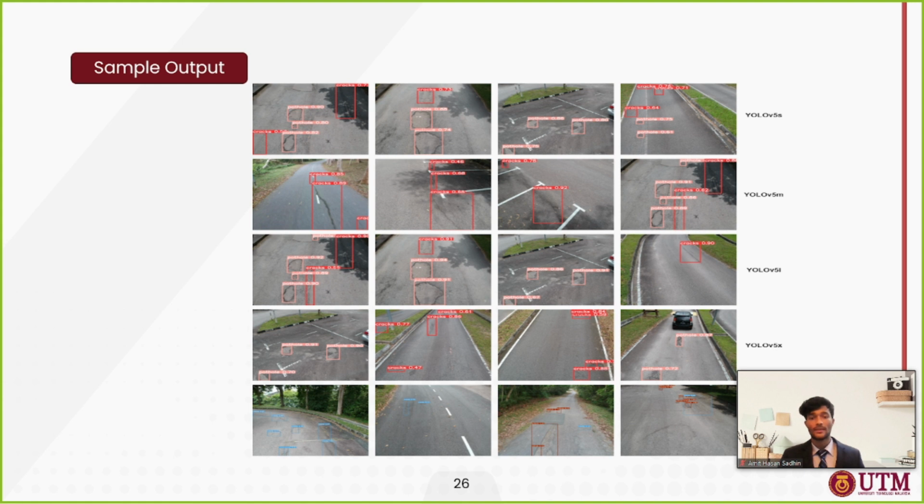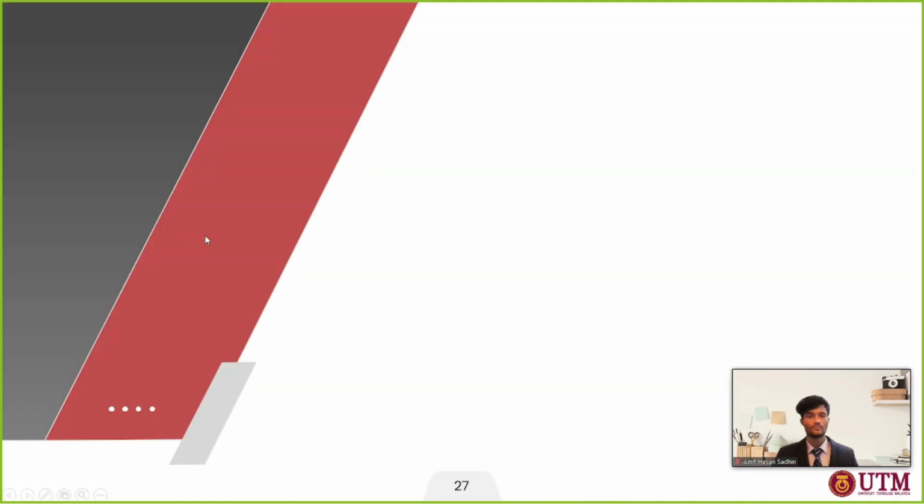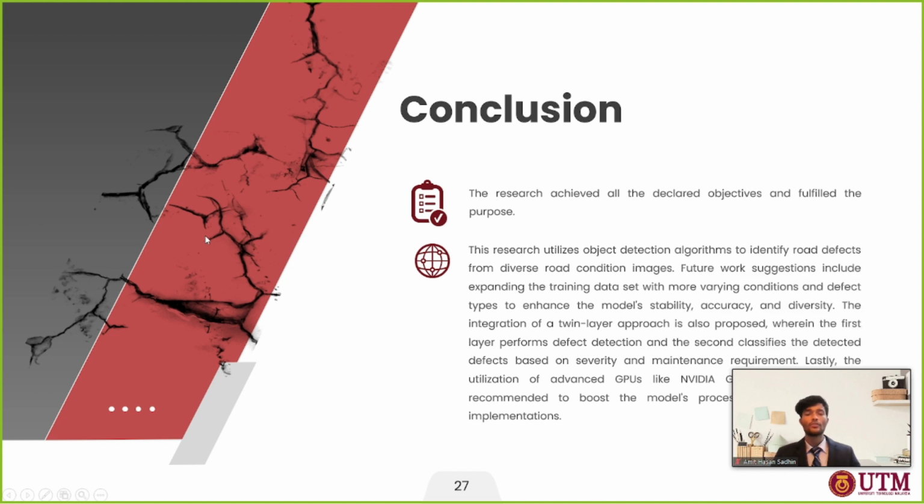This is some of the example inference images, as can be seen, the model provided a high confidence of detecting defects in drone images. Now, in conclusion, this research achieved all the declared objectives and fulfilled its purpose. This research utilized object detection algorithms to identify road defects from diverse road condition images.